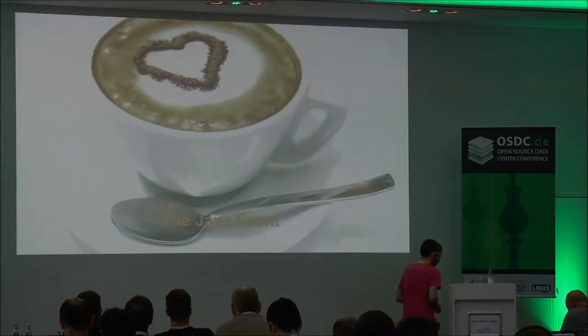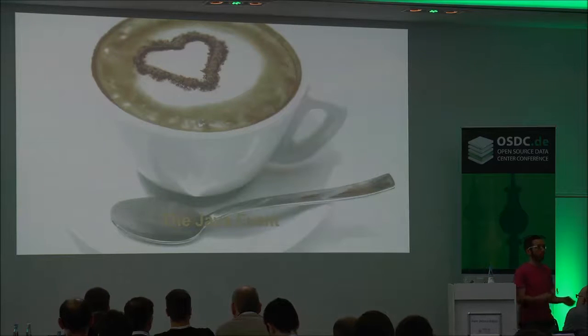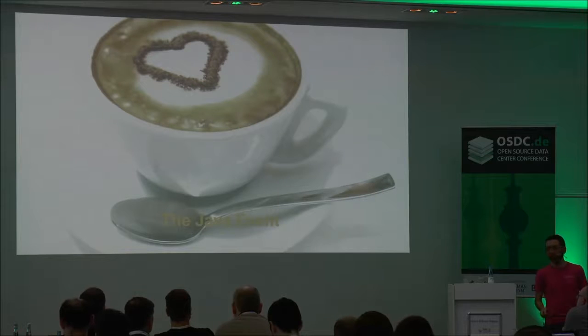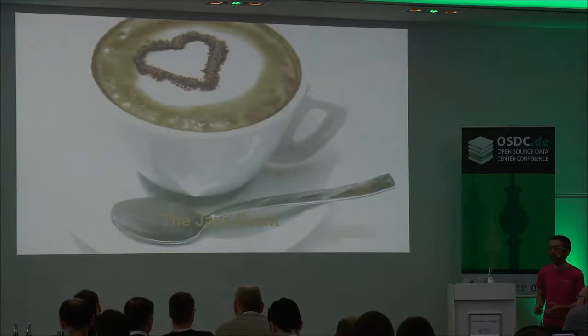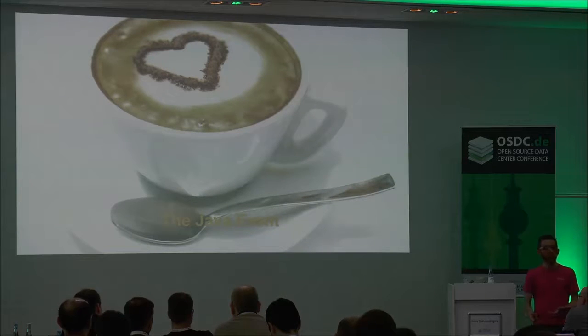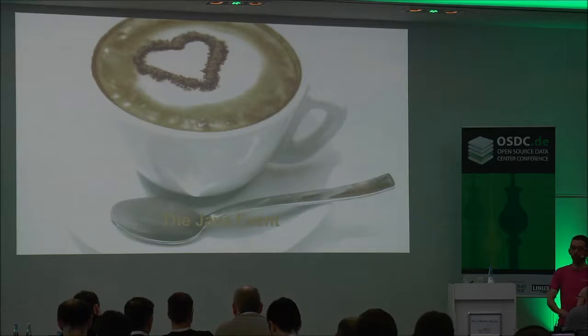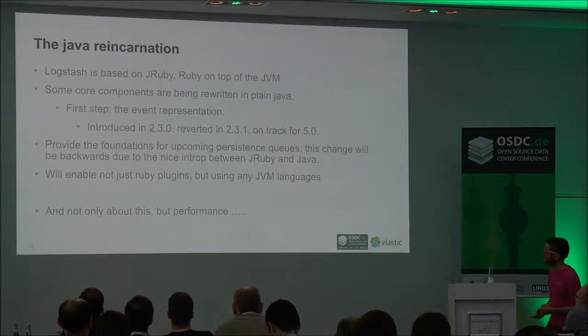Next important bit that changed recently too is the Java event. So all of you love Ruby, I guess, and I hope, but Ruby is still this super magic language that lets you do a lot of things, but in our case, Logstash is living on top of the JVM. So if you want to get more speed, you have to go down to the JVM, to pure Java. This is what we try to do here, but not just because of speed and performance.